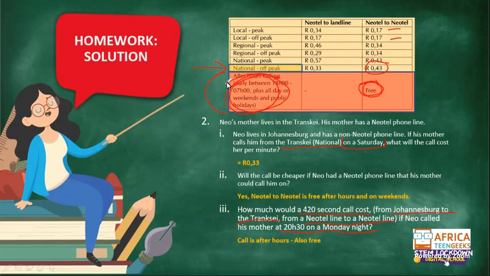Okay, Tiro is ready. Nkosipile is ready. Okay, nice. Well done, guys.